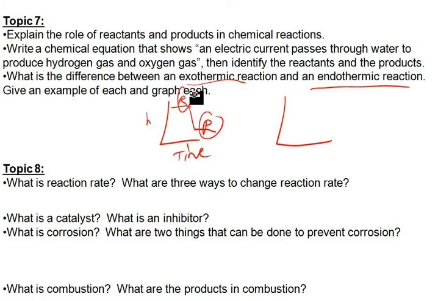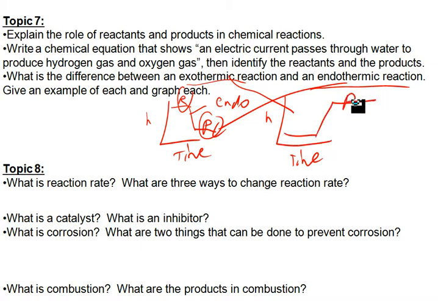So P for product, R. And so this one would of course be endo. So that's an endo. An exo, heat here, time here. We've got reactants down below. Products are much hotter. So R for reactants, P for products. Products are hotter. In other words, it heats up.